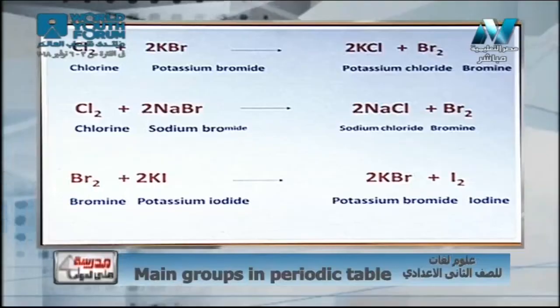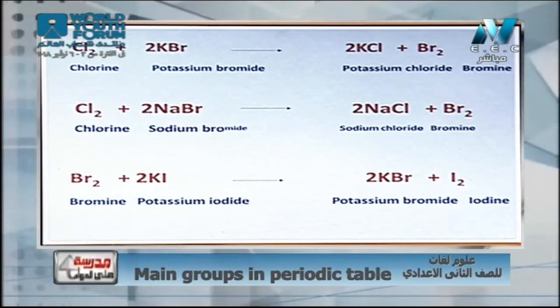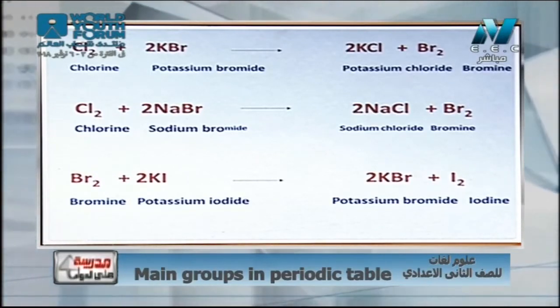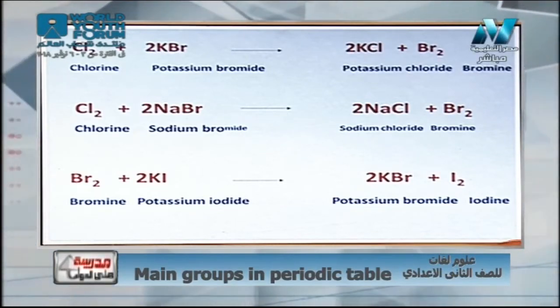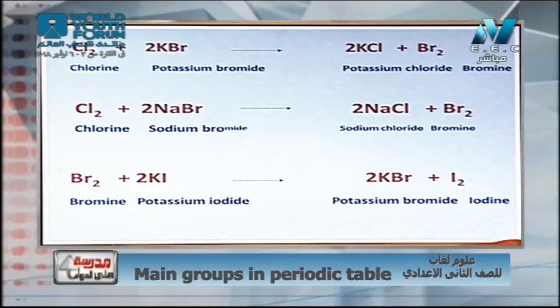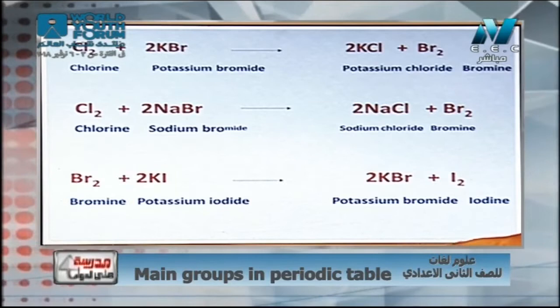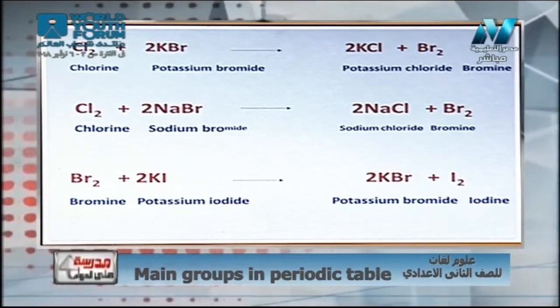Okay, as we see, this is the chemical equation. In the first one we have chlorine with KBr, and it will replace the bromine. In the second one, chlorine with sodium bromide also replaces the bromine, and chlorine compound is formed. Then bromine, Br2, is more active than iodine, so the replacement will happen.